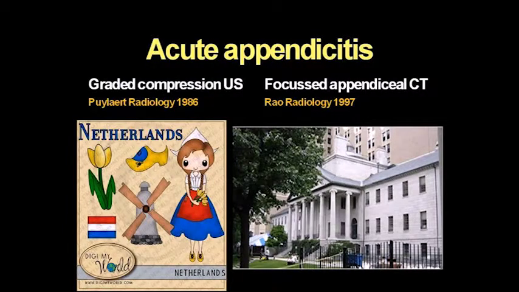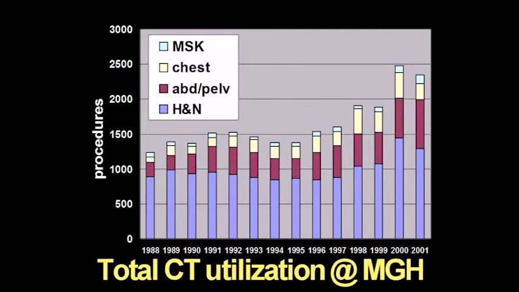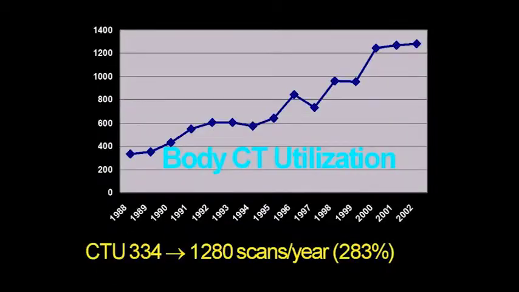So the use of CT has tremendously increased, as this slide shows, over the years that I have been working in this field. You can see the red is the part of the radiation exposure that comes from CT, that has increased over the years. It's estimated per capita effective dose. And I've looked at our own utilization at the Mass General Hospital over a period of time, and it's gone up as well. You can see the different parts of it, the MSK, the chest, and particularly for the body imaging, it's gone up as is shown by this particular curve.